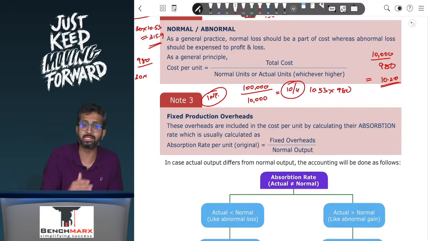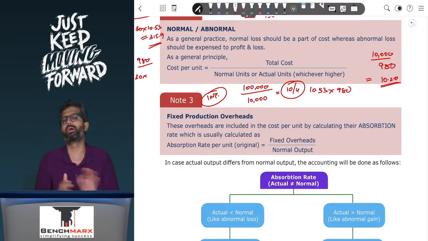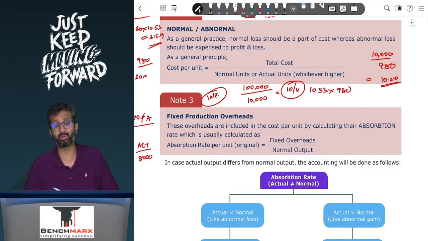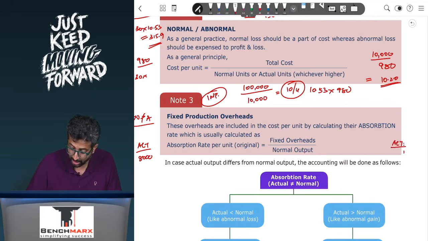Actually, factory rent is a fixed cost. I don't pay it on a per unit basis. However, I want to find the cost on a per unit basis, so I convert the fixed cost into per unit by dividing usually by the normal units. Now the problem is that your normal may not necessarily equal actual. In the first case, your actual units are, let us say, 8,000. You normally expected 10,000 to be made, but for some abnormal event only 8,000 are made. Or your actual in the second case can possibly be 12,500. You normally expected 10,000 to be made, but because of some bumper event, 12,500 could be made.